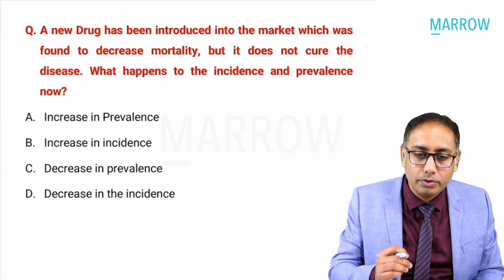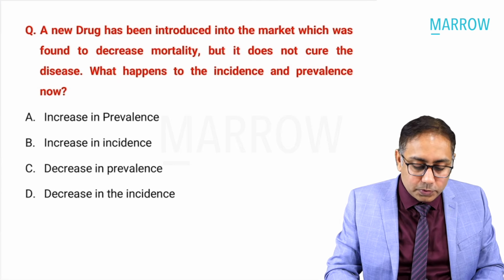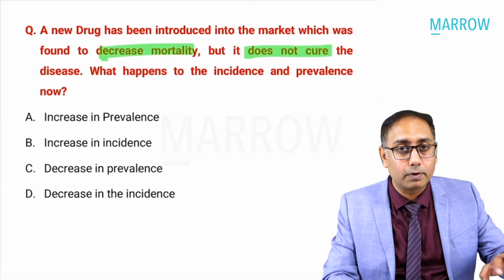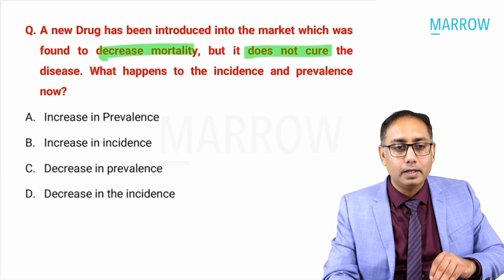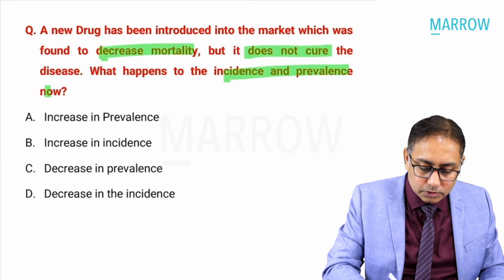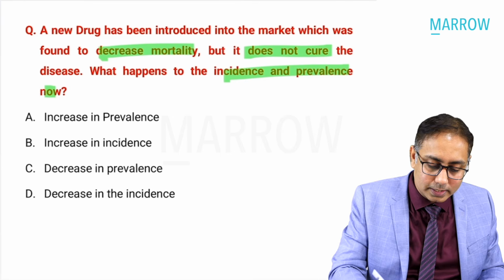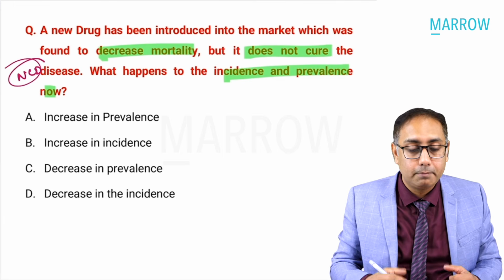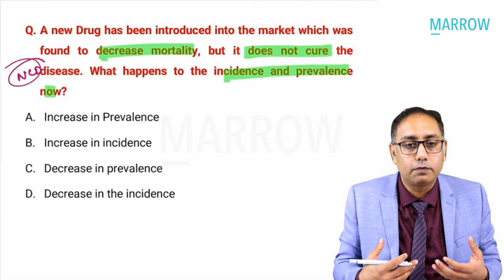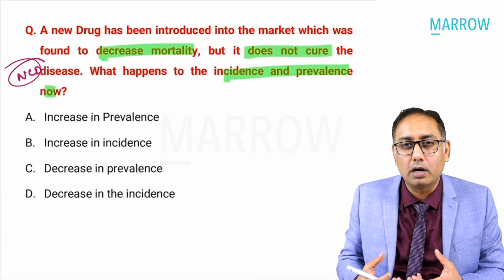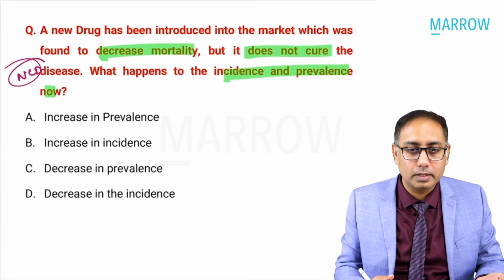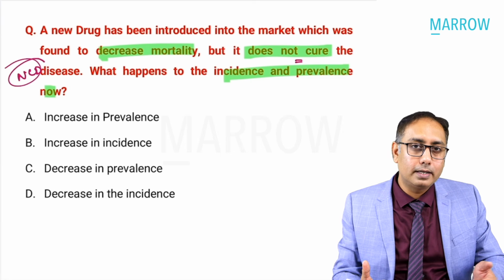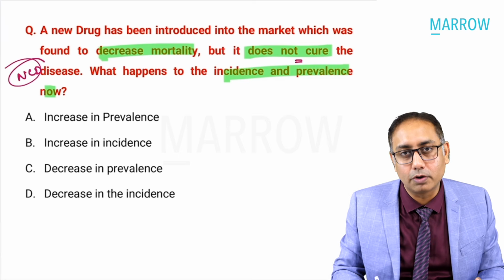Coming to the next MCQ, a new drug had been introduced into the market which was found to decrease mortality, but it does not cure. So people will be stopped from dying, but it won't cure them. What happens to the incidence and to the prevalence? So probably they are talking of a non-communicable disease. I'm just contemplating. Because they have not told anything, I cannot take that they're talking of cholera or meningitis or pneumonia, because it does not cure, it doesn't make sense for those conditions. So we're talking of a disease which has mortality and people could live with that disease. So probably they're talking of a non-communicable disease.